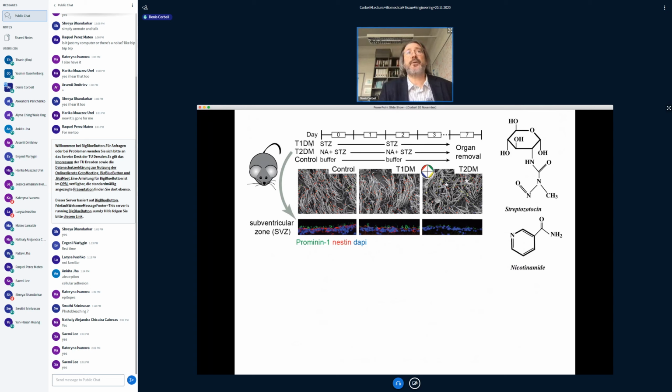alone, streptozotocin here, we create a model where we have type 1 diabetes. Now, the cells producing insulin will be destroyed. When we combine it with the second drug, we create a type 2 diabetes model, as you can see here. And what we observe in the brain, this is the subventricular zone, you can see here the staining of prominin 1 in the cilium. Nestin is a marker of the neural cell, as you can see here below. So when we go to type 1, we do not have a big difference. Prominin is still found in the cilium, as you can see here.